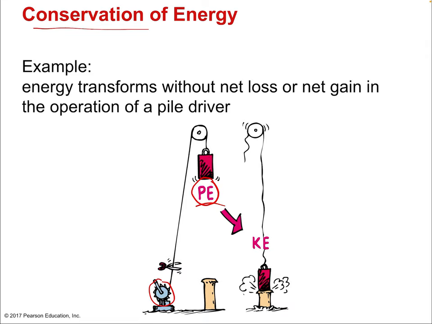Once all that work is done, it can hang there for a minute. Then we cut the string. That then allows gravity to do work. See, before it was the crank that was doing work. Now gravity's doing work. When gravity does work, it's going to transform that potential energy, the stored energy, into kinetic energy. And then that kinetic energy can get transformed back into heat and some kinetic energy of the pylon here, of the stake. And that kinetic energy allows it to move into the ground, because then it'll push the ground out of the way.